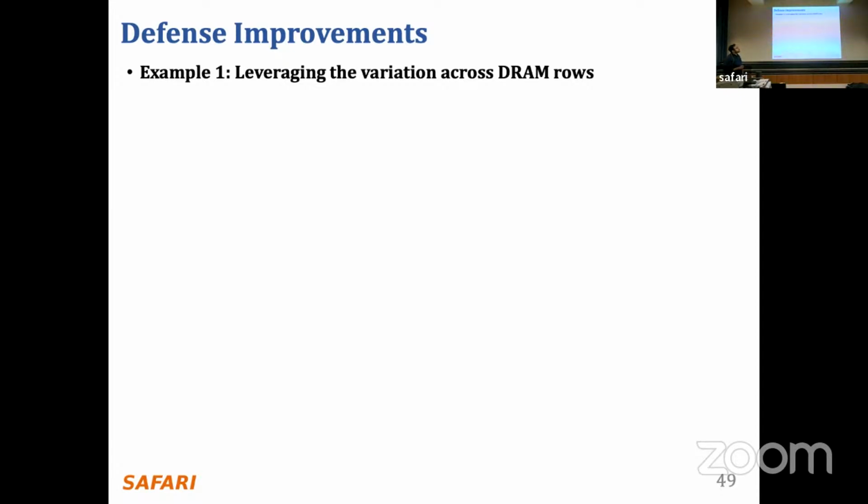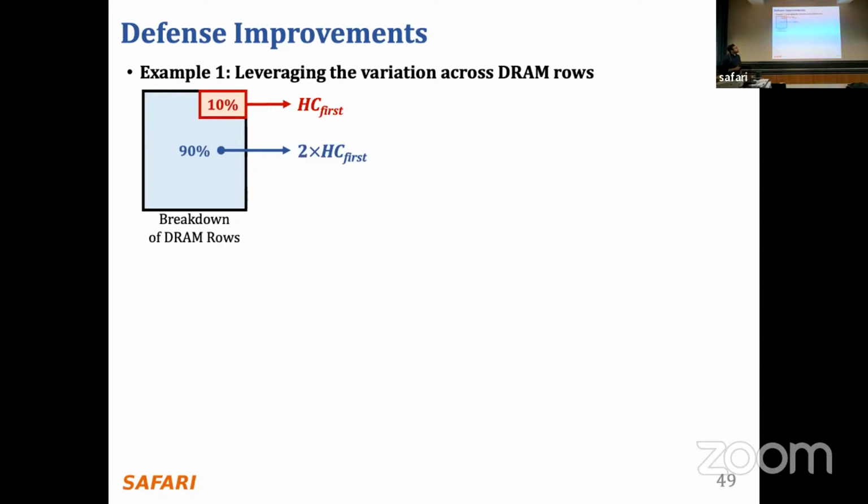The first example is leveraging the variation across DRAM rows. As I showed earlier, when you look at the breakdown of DRAM rows in terms of their RowHammer vulnerability, this is a ballpark number you can get from our experimental data. Like 10% of the rows show some RowHammer threshold, and the remaining 90% of the rows actually show a minimum of double this RowHammer threshold. If you split them into multiple clusters, you will see much larger HC first, like order of magnitude larger RowHammer thresholds.